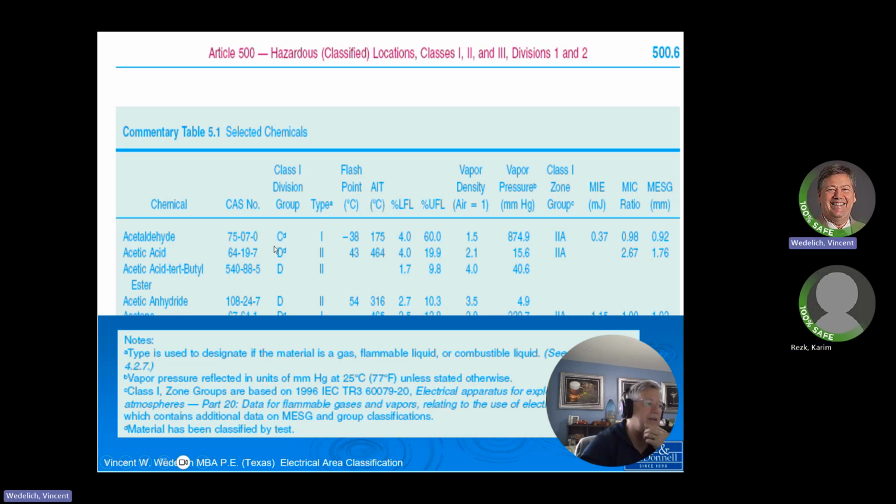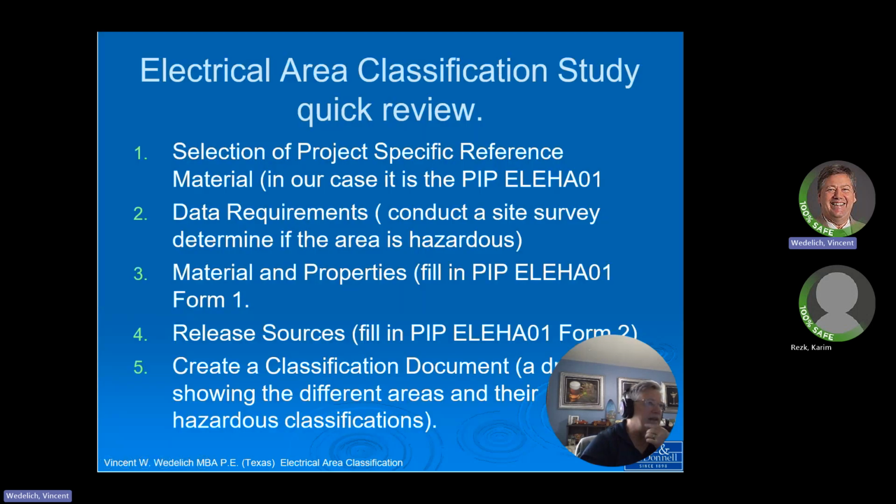We'll see that in a minute. So it says here that it contains additional data on MESG and group classifications. So we'll get to that. So anyway, again, we're going to look at this area classification study, quick review, right?